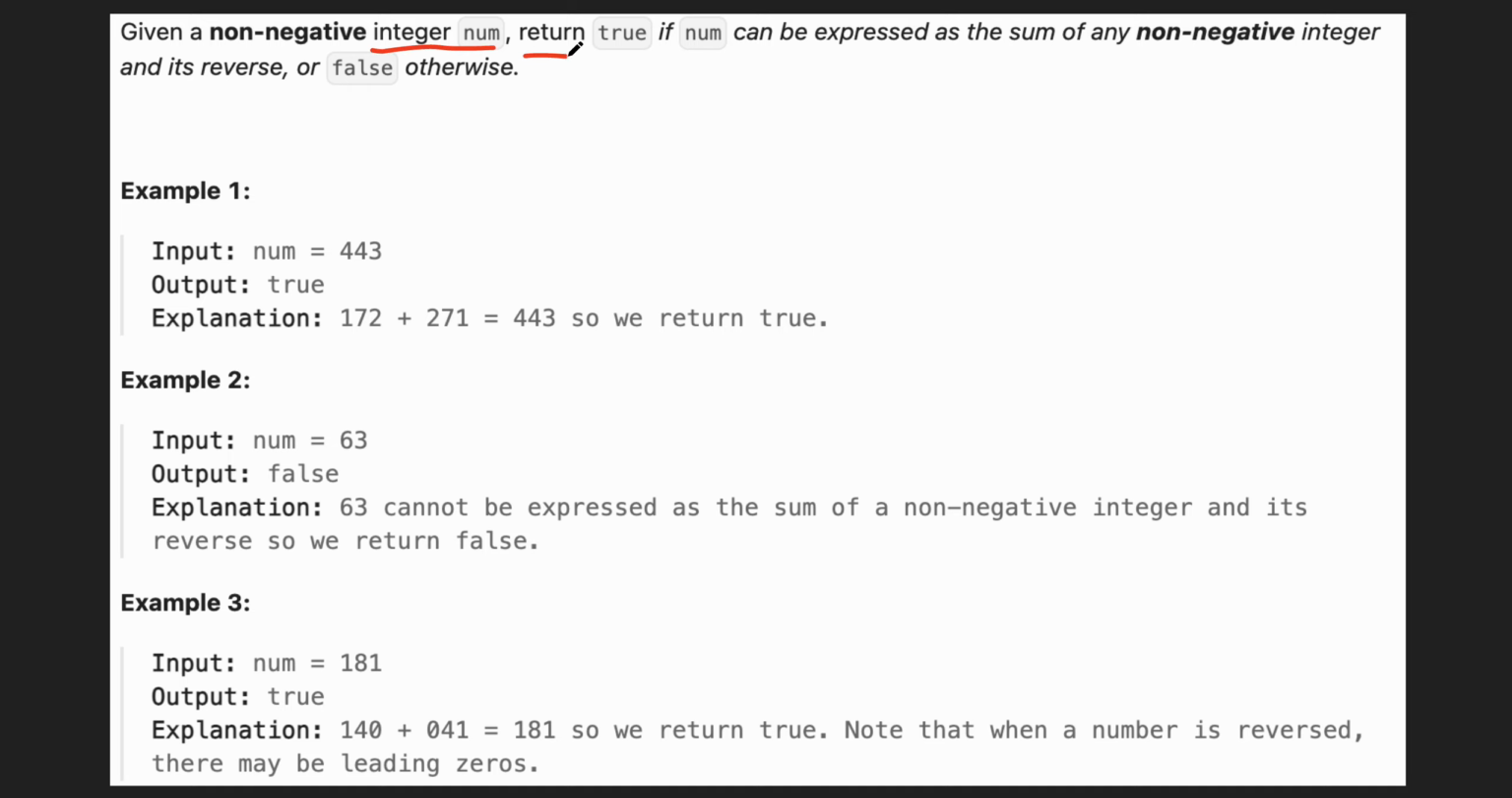Today we have a problem where we are given an integer num and we need to return true if this integer can be expressed as the sum of a non-negative integer and its reverse. If not, then we are returning false.